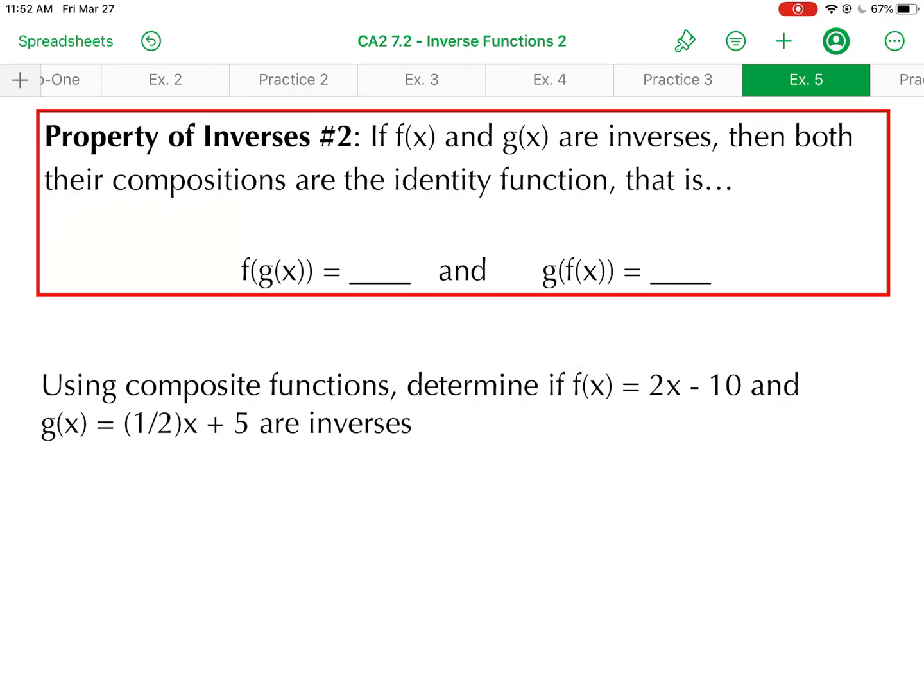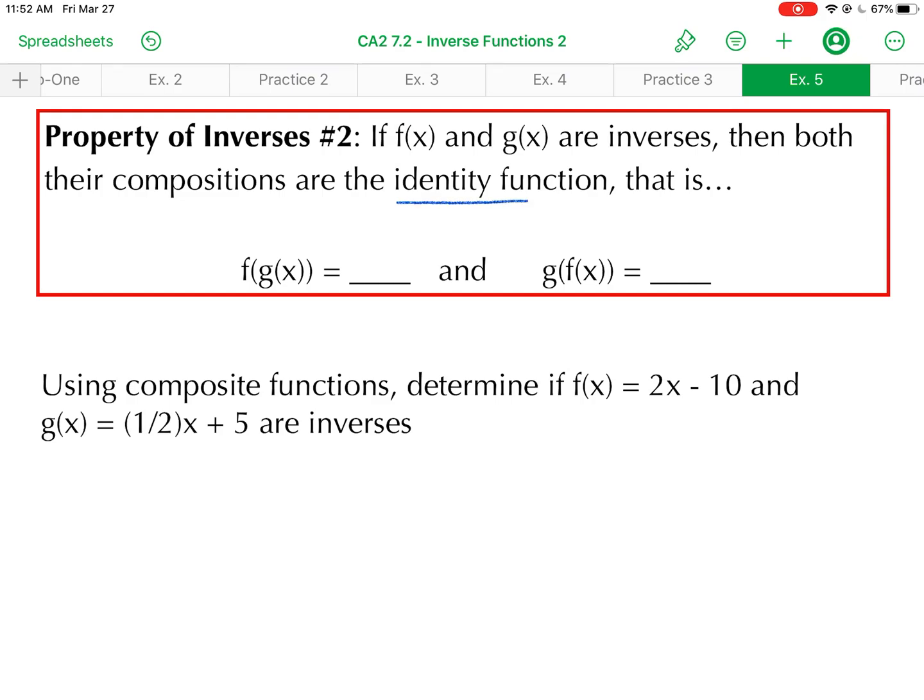Hey there, everyone. Today we're on our last day of inverses. We're going to look at a second property of inverses in this lesson. It says that if f of x and g of x are two functions that are inverses of each other, then their compositions have to equal the identity function.